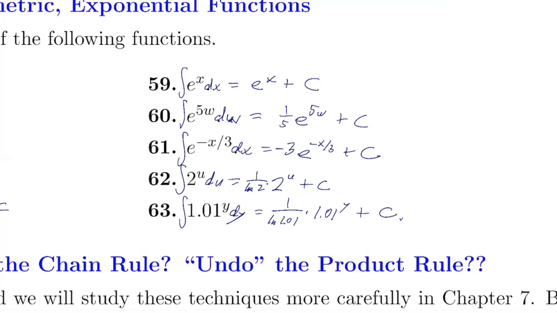And then, as I said, we'll go into harder or more complicated integration techniques next or later.